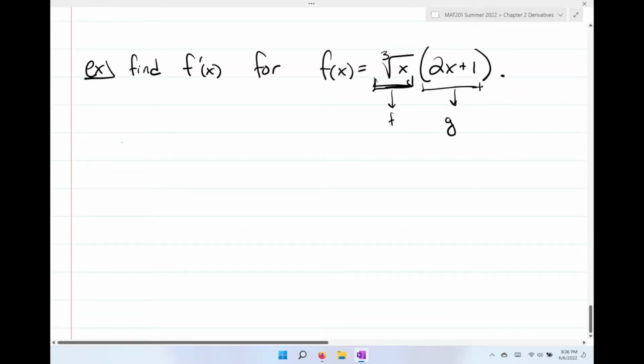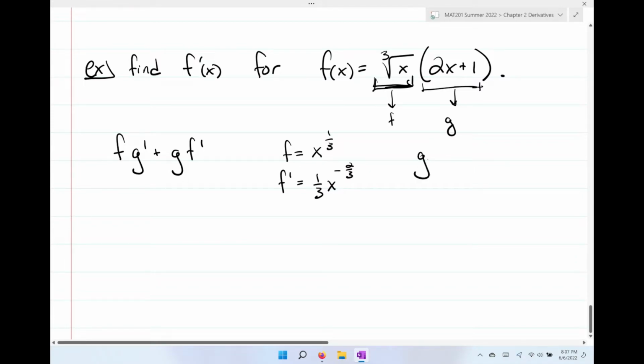I know the product rule, which is f g prime plus g f prime. So f is going to equal x to the 1/3. Make sure you rewrite that. Cube root of x is x to the 1/3. F prime is going to equal 1/3 x to the negative 2 over 3. G is 2x plus 1. G prime is just going to be 2.